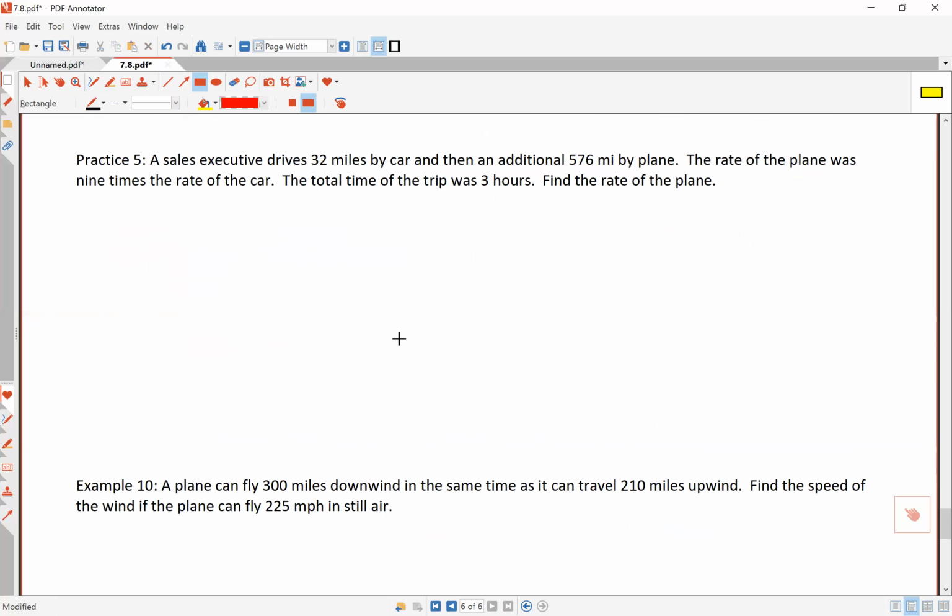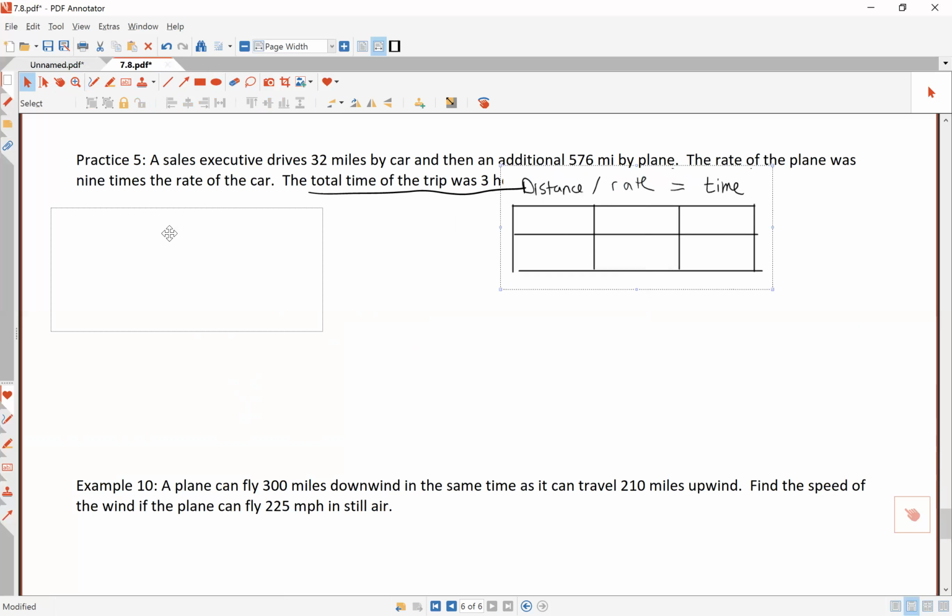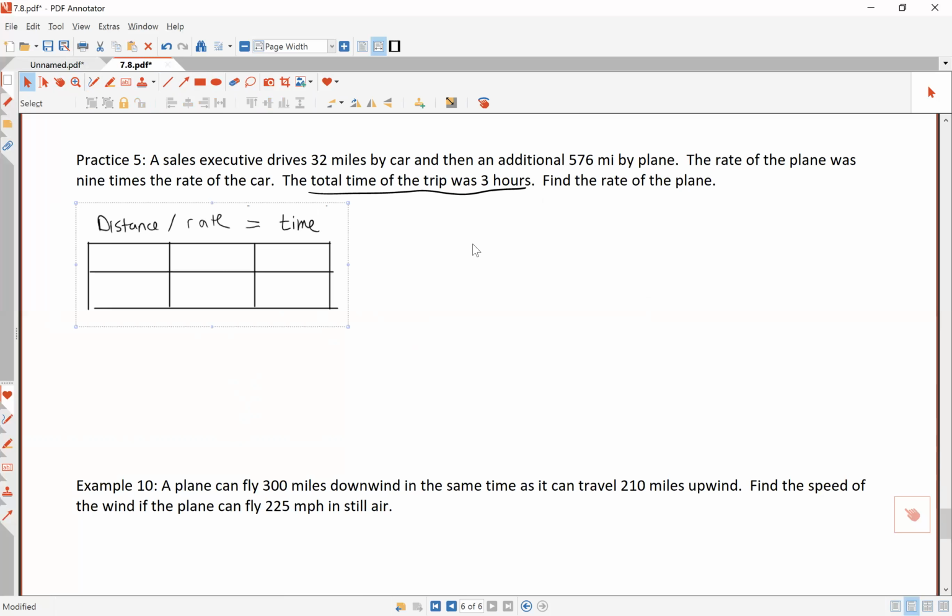Here's a practice problem for you to try. A sales executive drives 32 miles by car and then an additional 576 miles by plane. The plane was 9 times faster than the car, and the total time of the trip was 3 hours. That tells you how the times for the two trips are related. You will want to use time equals distance divided by rate. I encourage you to press pause on your video and work this problem out, get a solution, and come back and check it against mine.